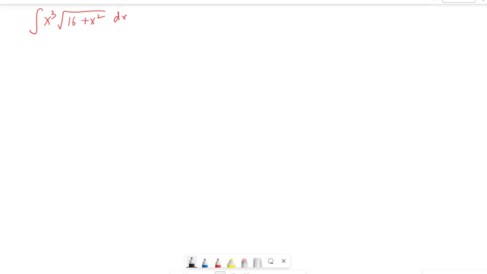Okay, let's work on this problem. This problem has a factor which looks like a square plus x square. If that is the case, we make the substitution x = a tangent theta. In this case, if this is 16, which is 4 square, that means a is 4. So we will make the substitution x = 4 tangent theta. Differentiating, dx is 4 secant square theta d theta.